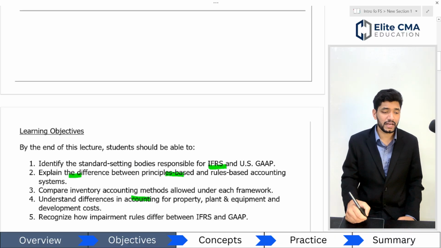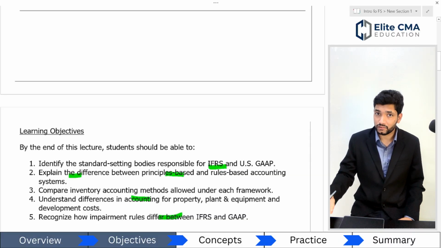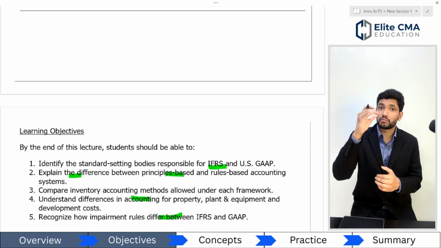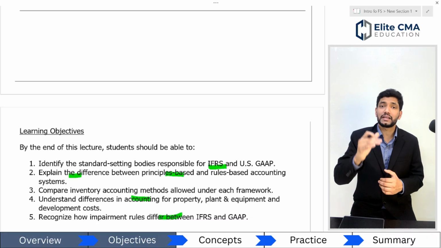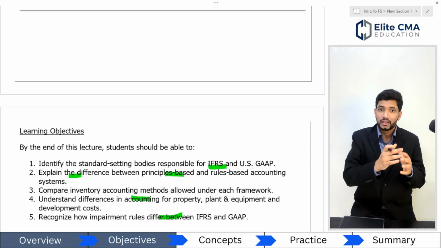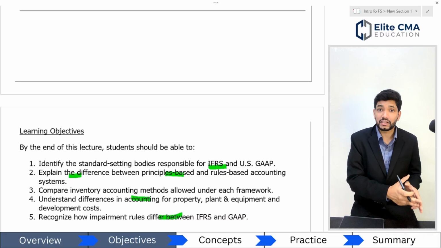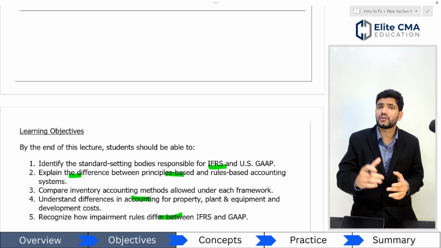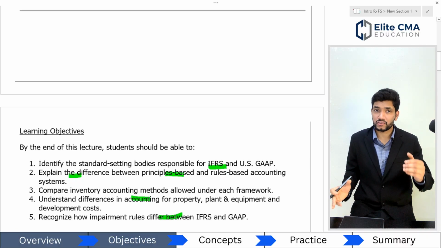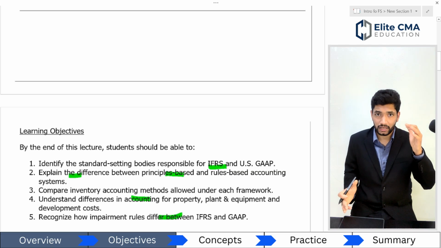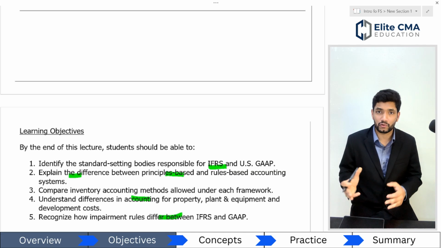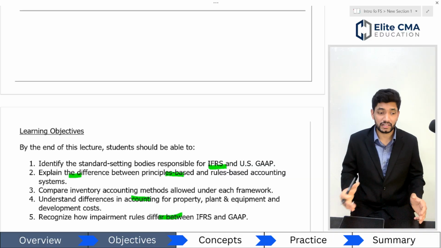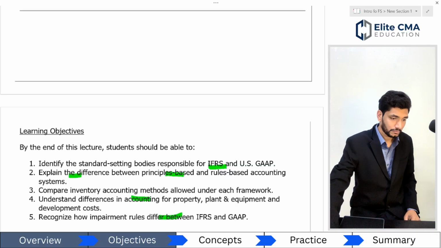Recognize how impairment rules differ between IFRS and US GAAP. Impairment means, for example, the asset book value is 100,000 and its market value is 80,000. In some cases impairment is allowed and in some cases it is not. Also, the reversal of impairment is allowed in one accounting standard and not allowed in the other. So today we are going to cover how impairment is treated in IFRS and US GAAP.